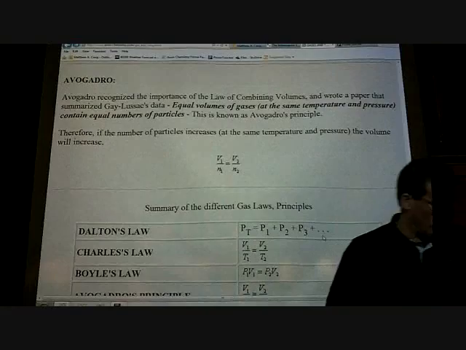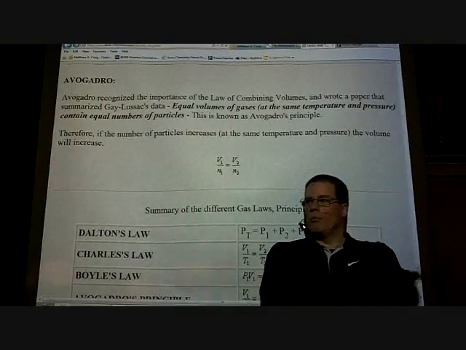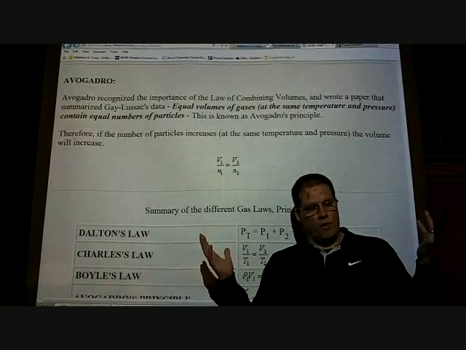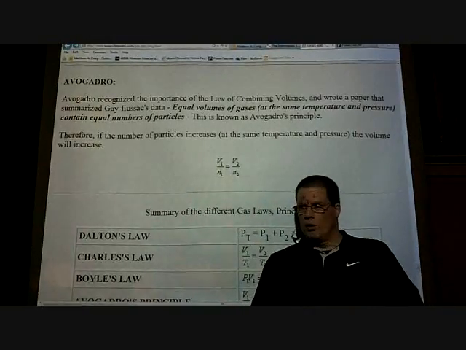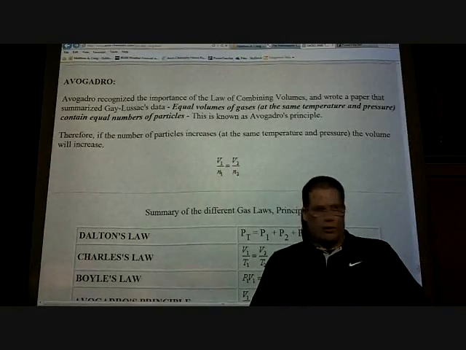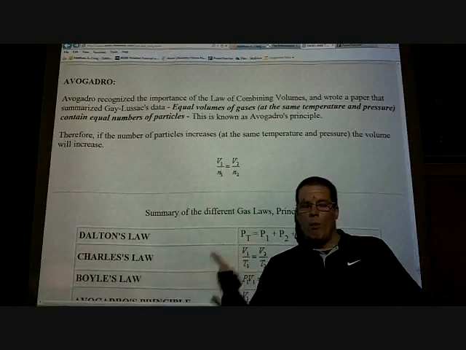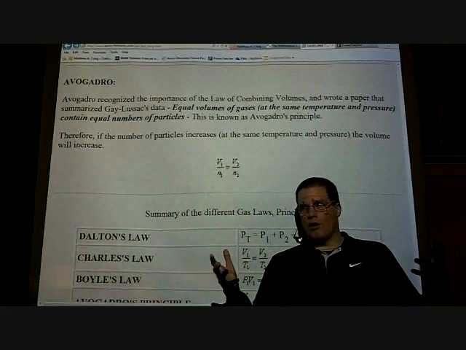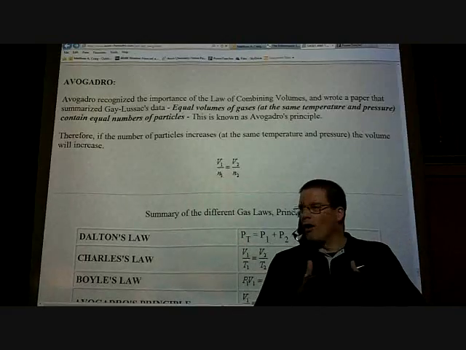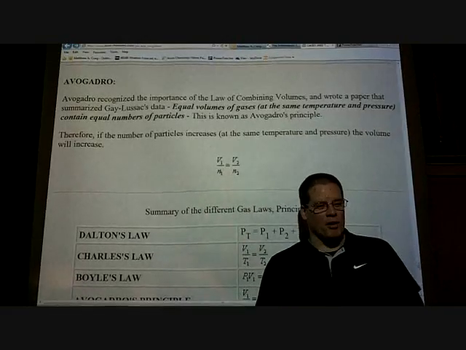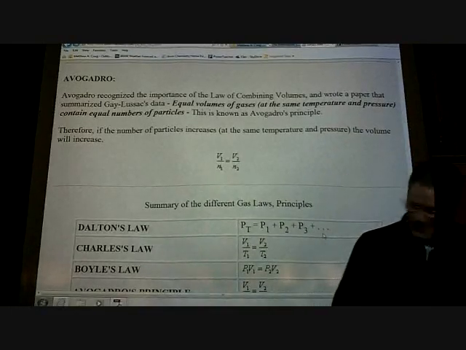All right, Avogadro's principle. Probably the easiest way to describe Avogadro's principle, and this is going to sound really dumb, but this guy gets credit for it. As you blow up a balloon, you put air in a balloon, what happens? It gets bigger. Okay, so here's Avogadro's principle. You add more moles of particles, the volume gets larger. You reduce the number of particles, the volume gets smaller. Isn't that brilliant? Something like that.